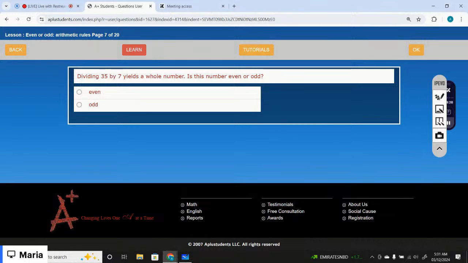Dividing 35 by 7 yields a whole number. Is this number even or odd? The correct option is odd. Okay, you can complete the lesson by yourself later today. Let's just move on to the next lesson.